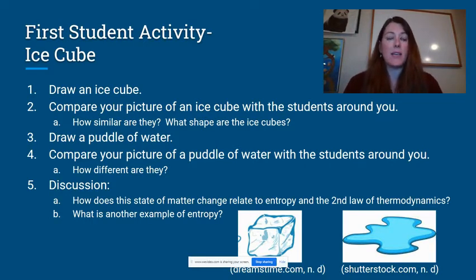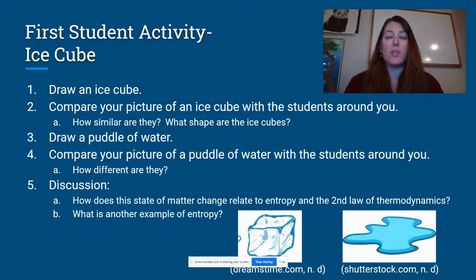This state has less entropy. We would then ask the students to draw a puddle of water and then compare these pictures. Every puddle should look different. Once the ice cube, the solid form, melts into water, the liquid form, there is randomness and disorder. This transition from a solid to a liquid allows for more movement of the molecules, so entropy increases.